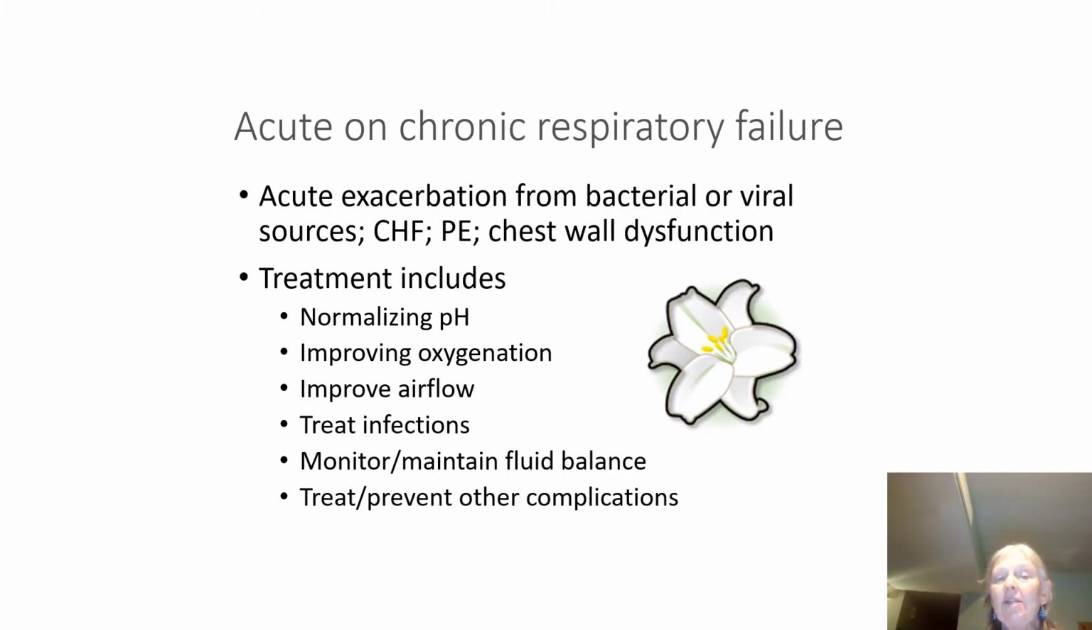So what causes acute on chronic respiratory failure? Well, this is something that's happened on top of a chronic condition, something very acute. As you can see, it can be bacterial, it can be viral, it could be even CHF, pulmonary edema, chest wall dysfunction, broken ribs, something else.